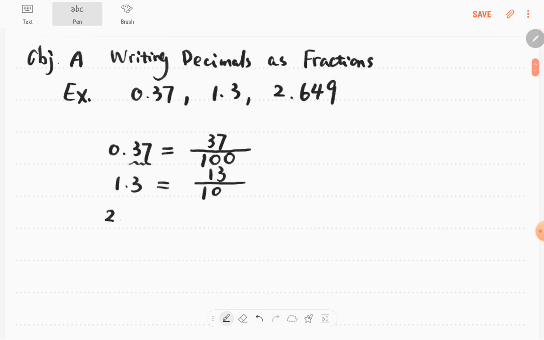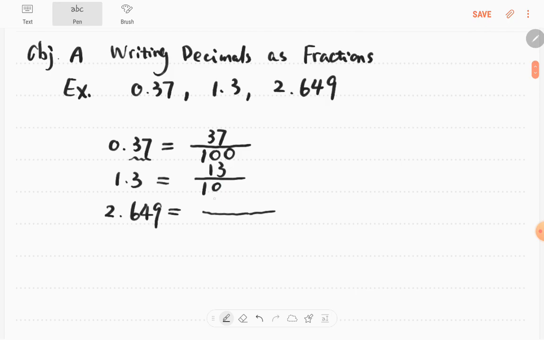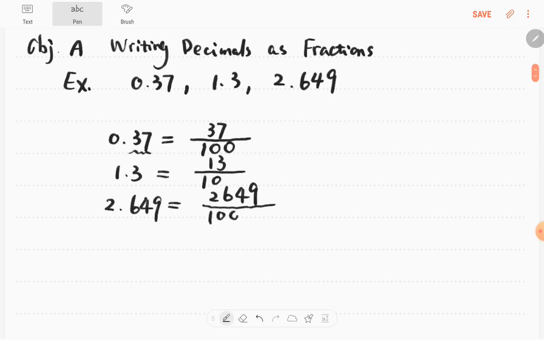Similarly, the last one, 2.649. So what is our numerator first? That will be the number 2649. After that, we should list our denominator. First, we put 1 here. Then count how many decimal places we have in this decimal. It's 1, 2, 3. 3 decimal places, which means we will add 3 zeros to the denominator. Okay, so we can check another one.